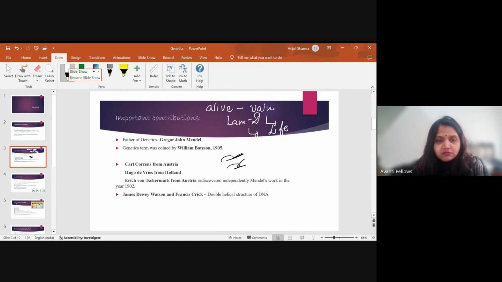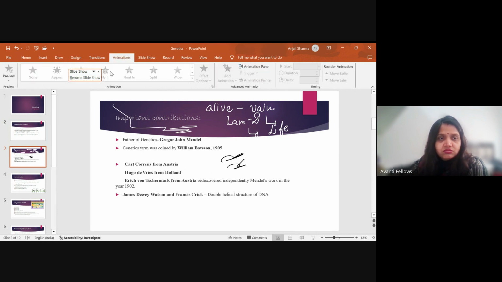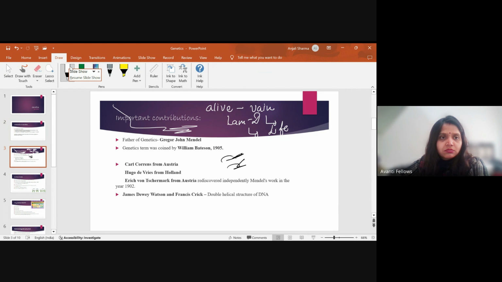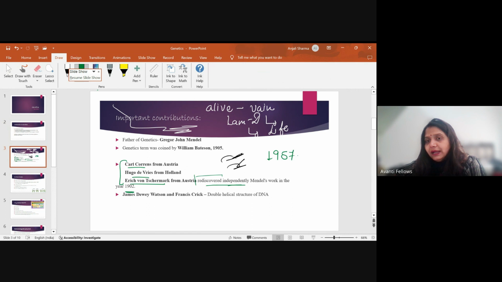Carl Correns, Hugo de Vries, and Schimar. These were the three scientists who worked on Mendel's work again, but they worked independently. That means they rediscovered Mendel's work in the year 1902. When Mendel did his work, that was in the year 1857 to 1863. Those were the years when Mendel did all his work and published all his findings. But yes, that didn't get any kind of importance.